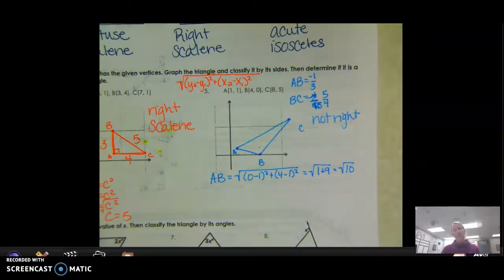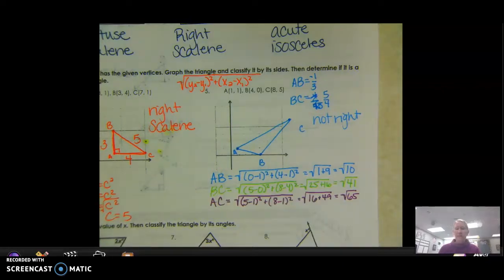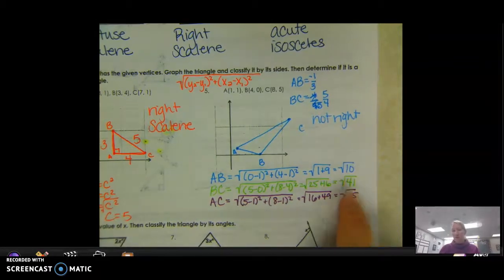I'm going to pause myself. I'm going to find BC and AC. I want you to also pause, and I want you to find those distances, and then we're going to classify this triangle. Okay, for BC, I got square root of 41, and for AC, I got square root of 65. Hopefully I did the math correct, and if you got a different answer, recheck yourself, and then recheck me, I guess. I left them as square roots because they're all going to give me decimal answers, and so it's just easier to look at them this way to see if they are the same or not.